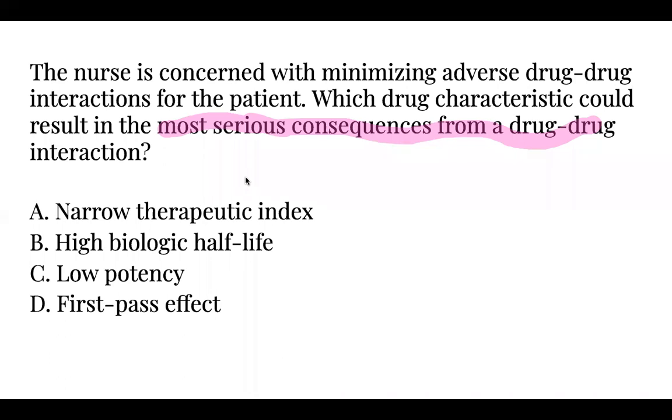Low potency, what does this mean? The drug isn't very potent or very strong. And first pass effect. Remember, the first pass effect is oral drugs must first go through the liver. So you're right, this is narrow therapeutic index.